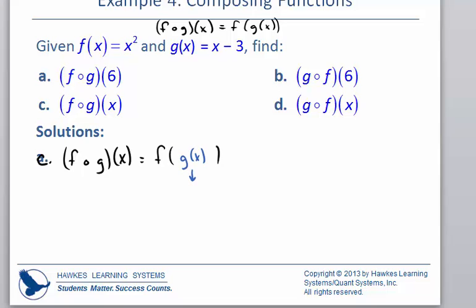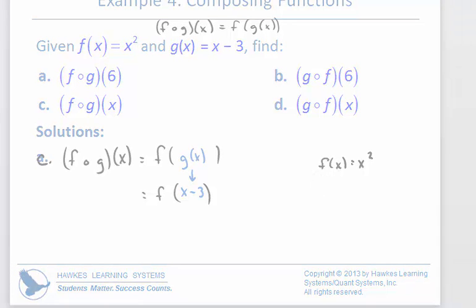My first substitution is that I need something equivalent to g(x). Well, I know that g(x) is equal to x minus 3, and that's what I'm going to use for my substitution. That leaves us with f(x minus 3). So again, let's come off to the side somewhere. We know that f(x) is x squared. We want to evaluate f(x minus 3).